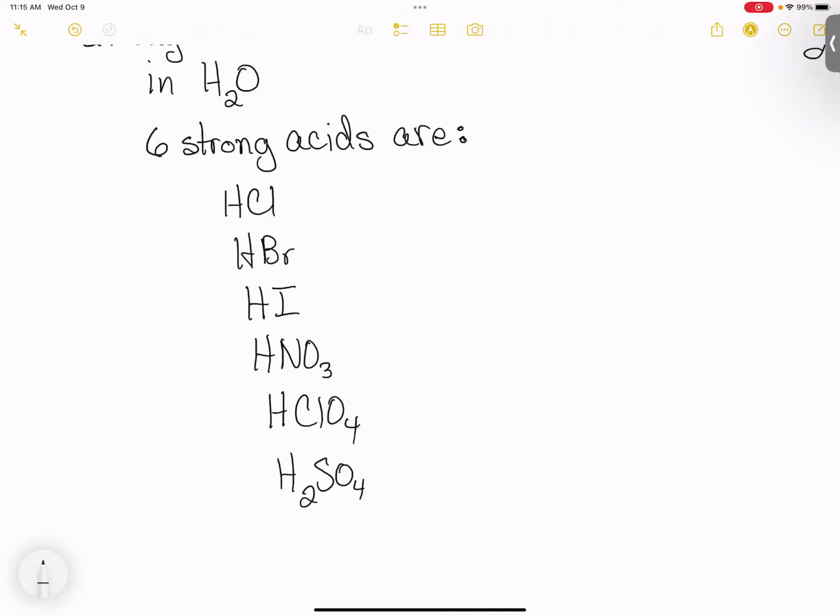You had to know who your strong acids were to be able to take a balanced chemical equation and convert it into a complete ionic equation and into the net ionic equation.